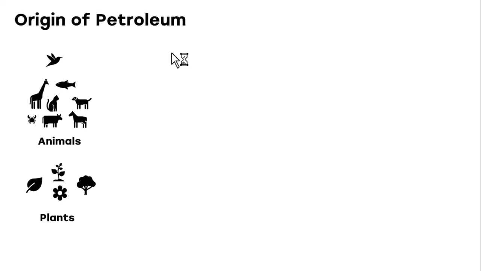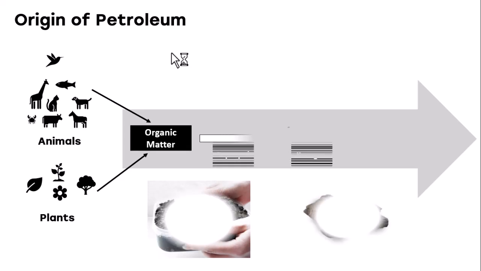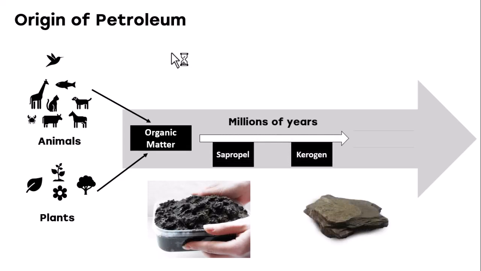Origin of petroleum. Petroleum basically is formed from organic matter, where animals and plants are converted over millions of years from sapropel to kerosene to petroleum in its known form, liquid.